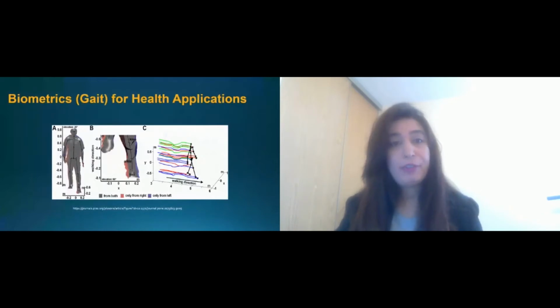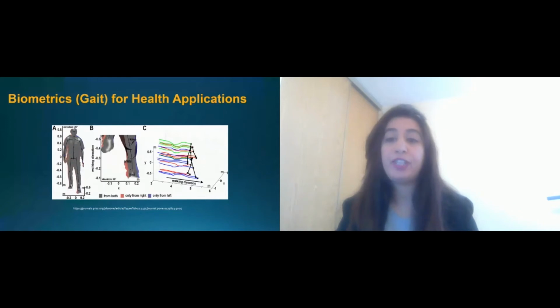Biometrics or gait for health applications. As we said before, human gait is a significant indicator of the health of an individual. Gait data can be used for diagnosis, monitoring, and rehabilitation. Gait analysis aims at detecting the individual's gait features and can be used to determine gait type and diagnose pathology, for example, stoppage or spastic gait.